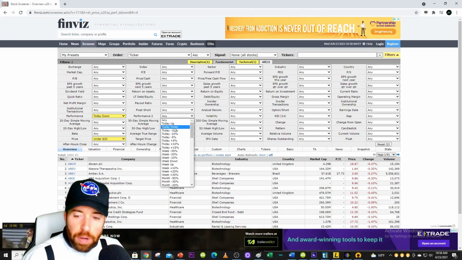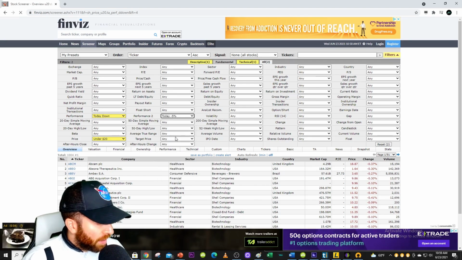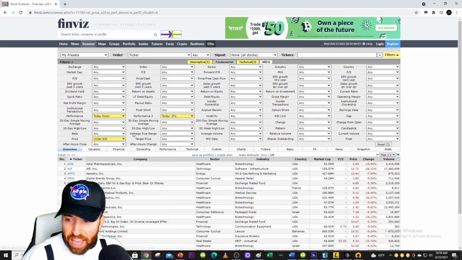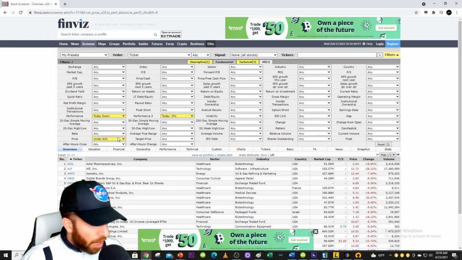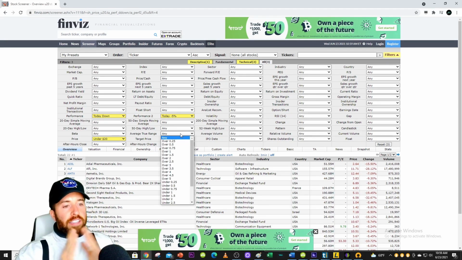Performance today, we want to see something falling pretty solid. So let's say at least 5%. Falling at least 5% on the day. Again, it's inside our price range. All right? Let's say our average true range. So what does this mean? Average true range. This means it's at least moving this amount.